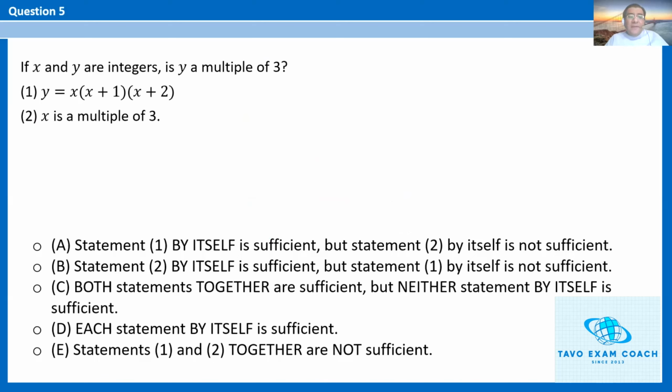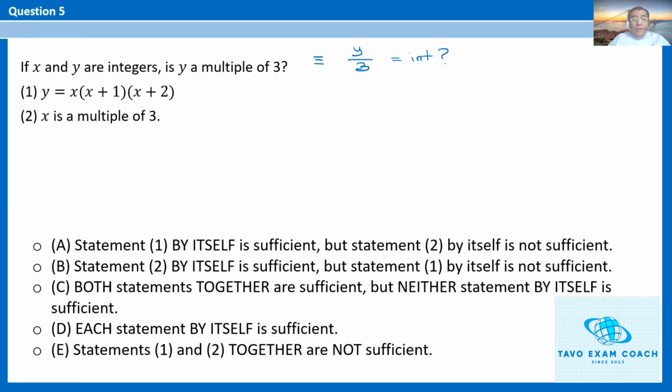Question 5 says, if x and y are integers, is y a multiple of 3? Well, evaluating whether y is a multiple of 3 is the same as verifying whether y divided by 3 yields an integer, right? Yes. When you divide y by 3, you get an integer as a quotient. That implies that y is divisible by 3, or a multiple of 3.